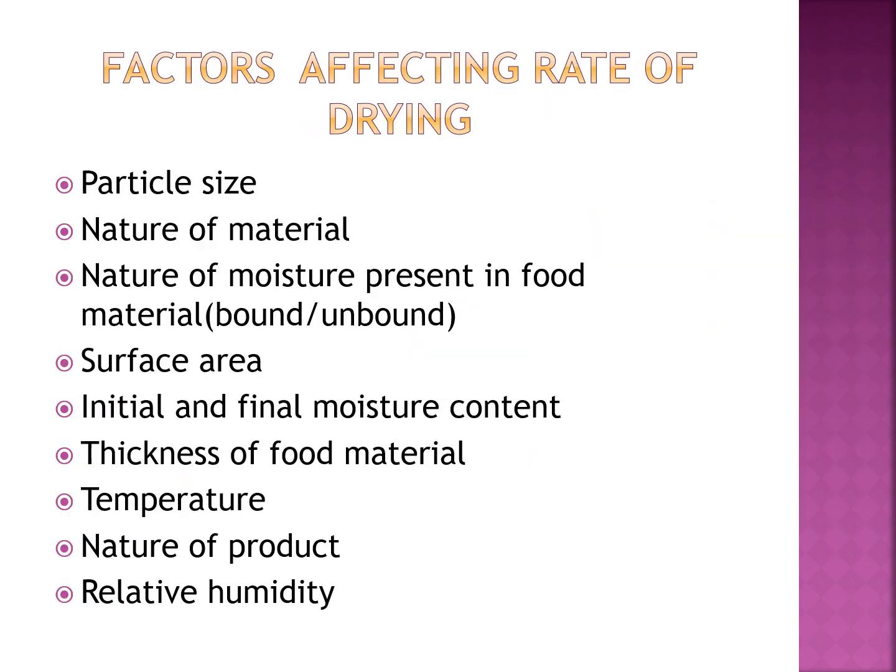The different factors which affect the rate of drying are the particle size, the nature of the material, the nature of moisture present in the food material, that is whether the water is present in the bound form or the unbound form, the surface area exposed to the drying procedure, initial and final moisture content, thickness of the food material, temperature to which it is subjected, nature of the product, and the relative humidity which is present.